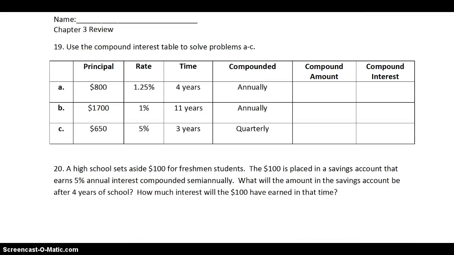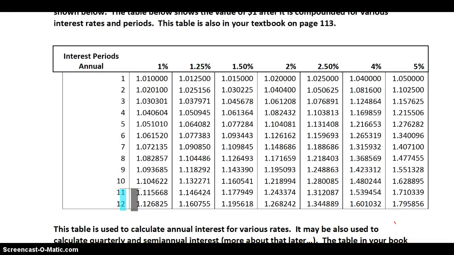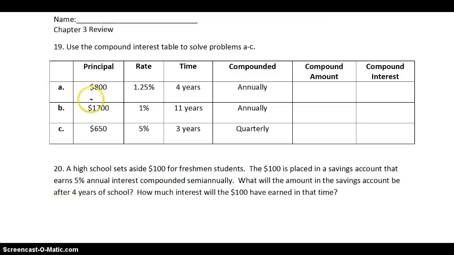These last ones allow you to use this table. Okay, and you will have this table. This is from your notes. Remember, you can use your notes on this as well, so that'll be good. And I'll have extra copies of this if necessary. But anyway, you're going to need this table. Basically, it's real easy to use. You look up the percent, and you look up how long or how many periods it's for. Okay. So here we go.